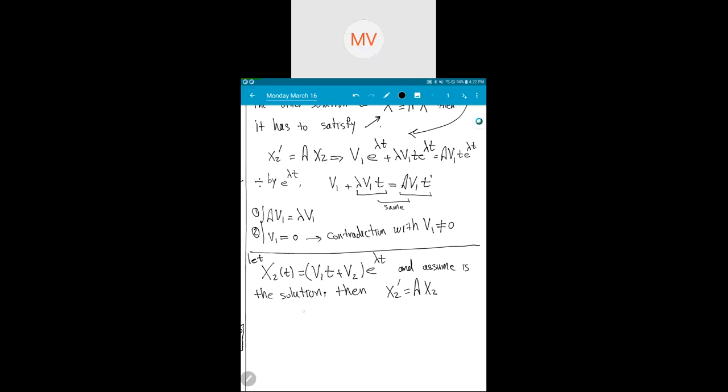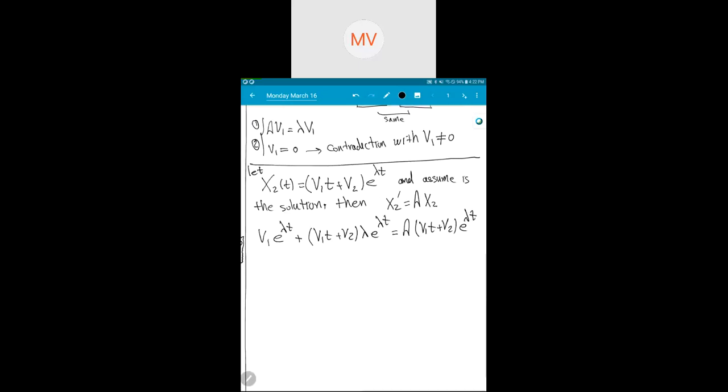So the derivative of the first part again is v1 e to the lambda t, right? Plus the other one, a lambda goes down, so we have (v1t plus v2) lambda e to the lambda t. And the right side has to be simply A times that. So it's A times (v1t plus v2) e to the lambda t. Okay. Let's simplify. And once again, go ahead and divide everything by e to the lambda t, because it's not 0.